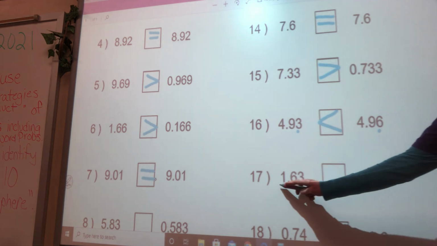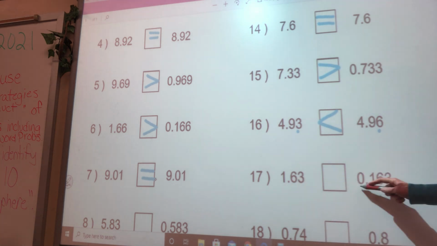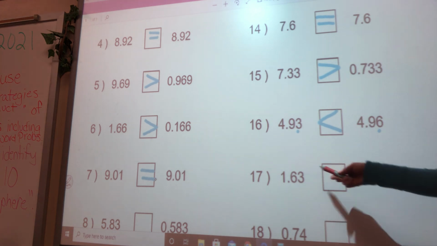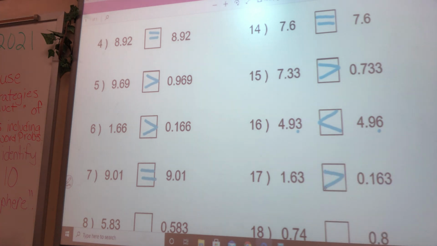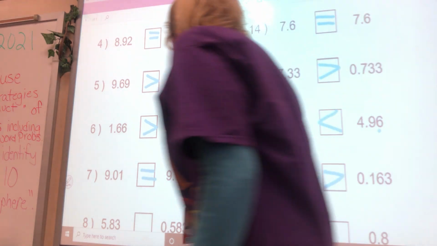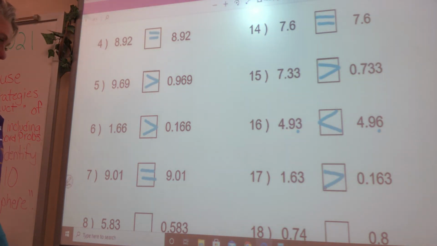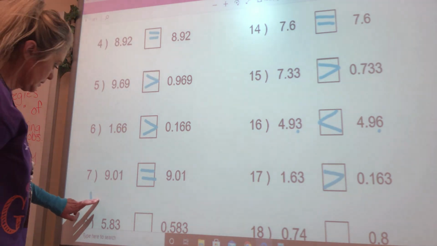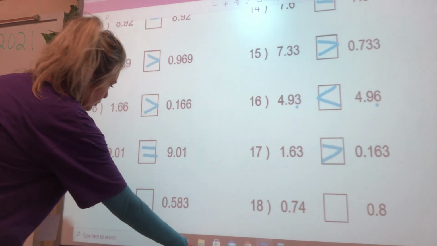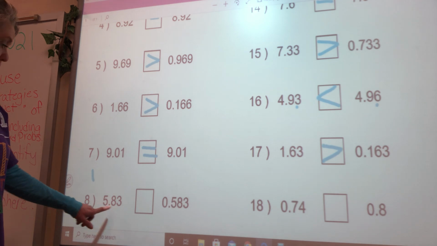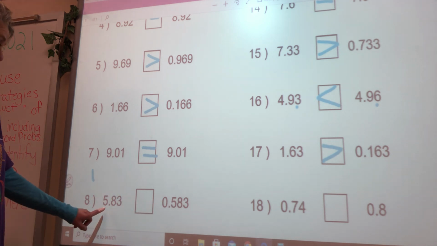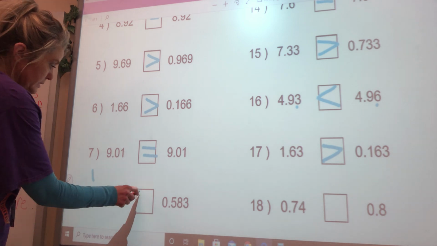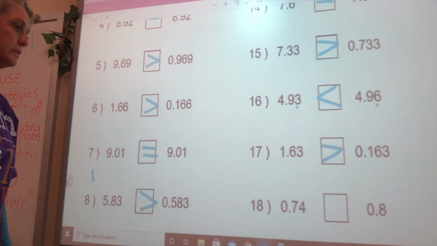We look at the whole number place. This one has 1 whole one. This one has no whole ones. So we don't even have to look any further, do we? We know this one is greater than this one. Okay, on the bottom. Oops. We look at our whole number spot. This one has 5 whole ones. This one doesn't have any whole ones, so we automatically know this one is greater than this one.